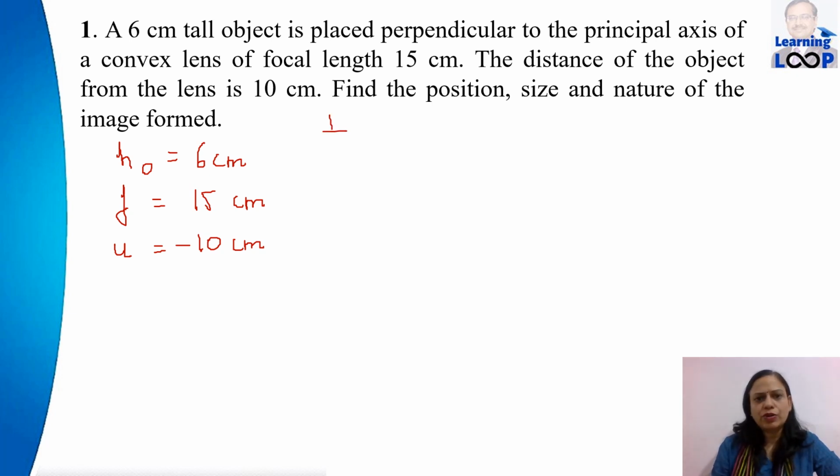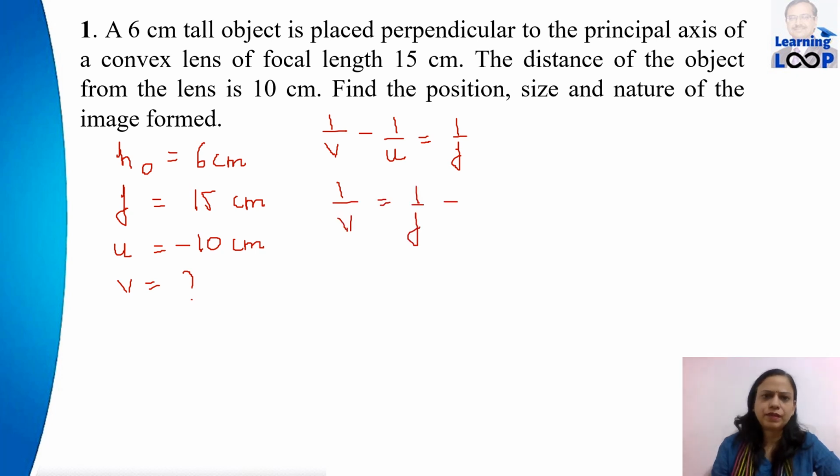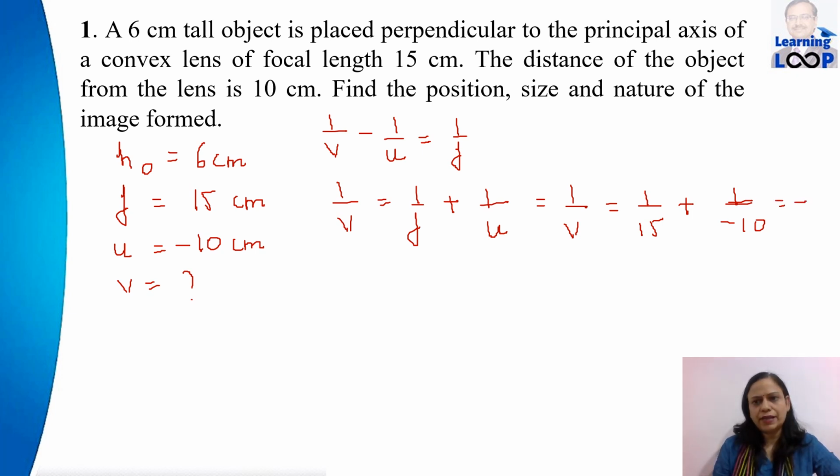So the formula that we are going to use is obviously the lens formula, which is 1 upon v minus 1 upon u is equal to 1 upon f. So if we modify it according to the question, we have to find out v over here. So it becomes 1 upon v is equal to 1 upon f plus 1 upon u. Substitute the values in this. So we get 1 upon v is equal to 1 upon 15 plus 1 upon minus 10. So when we simplify this by taking the LCM, we get this equal to minus 1 upon 30. So that means v is going to be minus 30 centimeters.